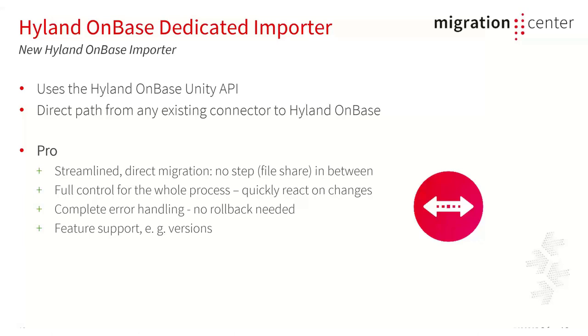Also the features. I know you can create versions with the DIP, but with Migration Center, you can more easily create versions, because when you scan a Documentum or a SharePoint or any other system which supports versions, you recollect or rescan the whole version tree and version information. And then with that connector, we can also create those versions again in OnBase. And that's really a feature limit for the DIP. It doesn't work like that.